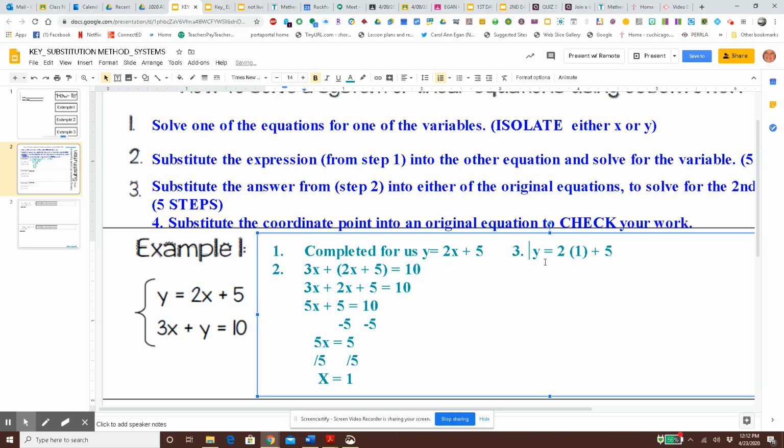Put 3 over here for step 3. I just made one big text box, so that's why I have to use my cursor and come down instead of entering. So now y equals 2 times 1 is 2, plus 5 is 7.